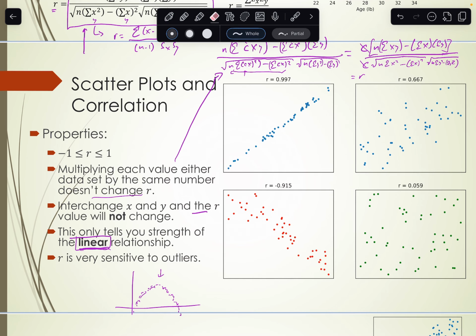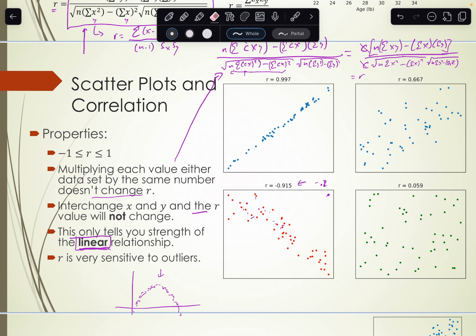Here's my data set, my points here, and I get r of -0.915. If I added another data point right there, it would drastically change my r value. It would be less negative, maybe -0.1 or 0.2. It's very sensitive to outliers.